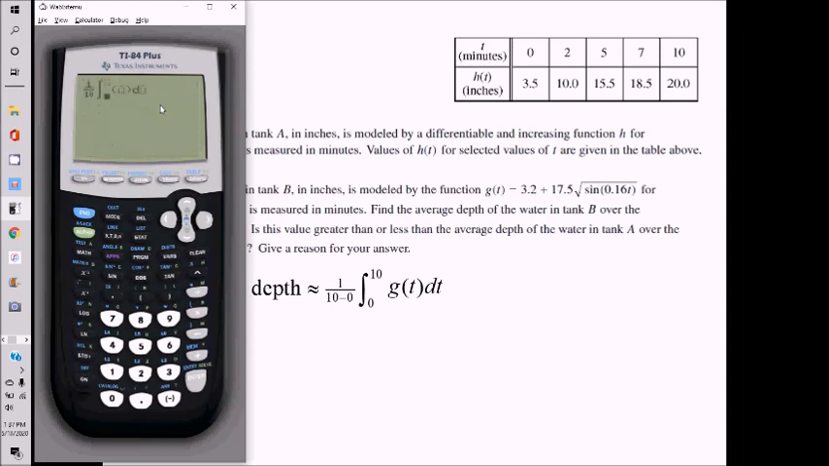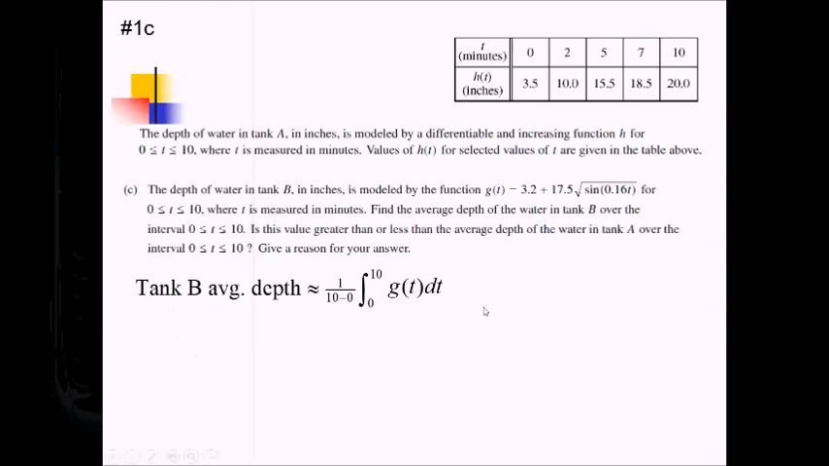so math 9, from 0 to 10, and we'll do alpha trace y1, because that's where I stored g of t, dx, and all that's going to come out. It's going to take a few seconds on this one, but if we wait patiently, we see that all of that comes out to an average depth of 16.624. And that's going to be in inches because it's the same units as the original.